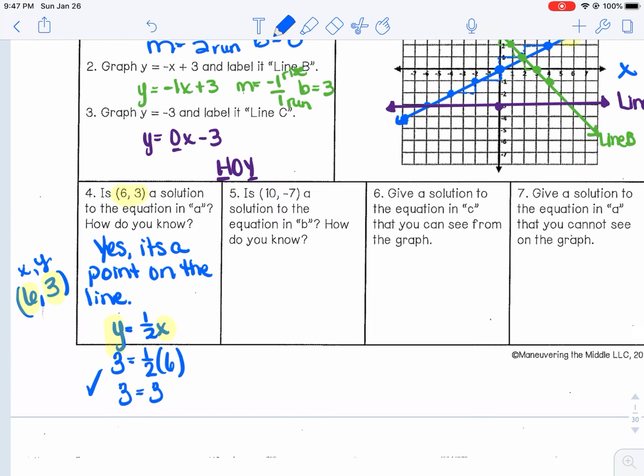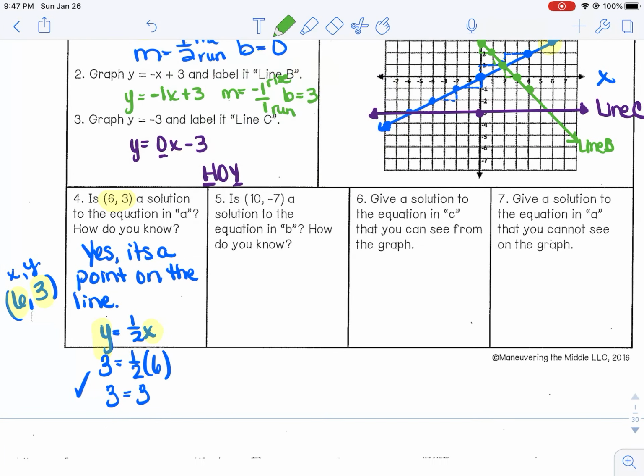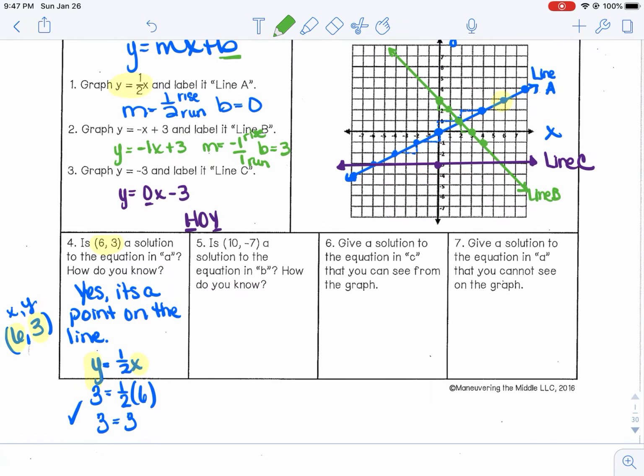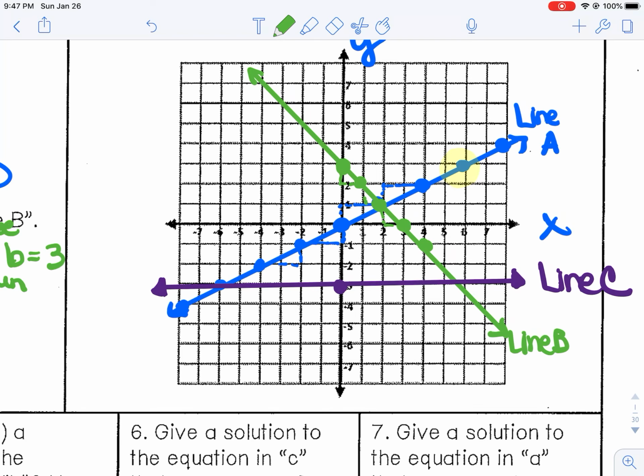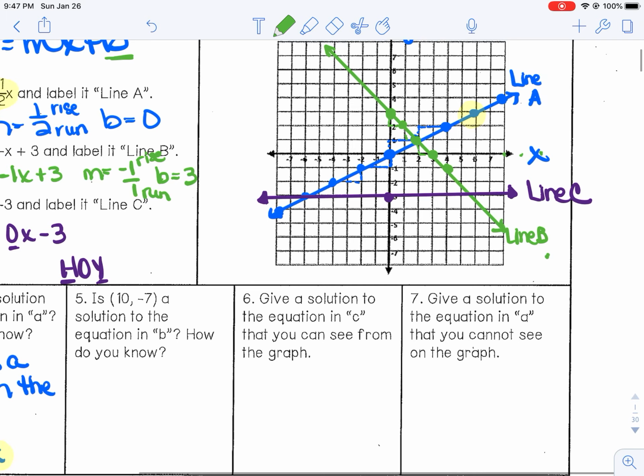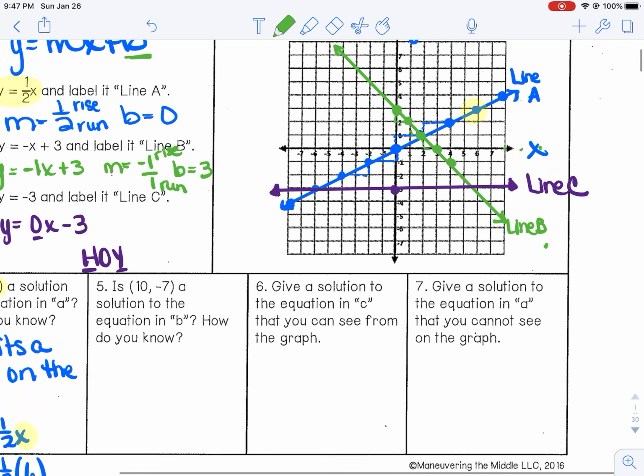Now let's look at line B. Change my color to green. It says, is (10, -7) a solution to the equation, how would you know? Well, if I look at my graph, I'm going to zoom in. I don't have 10 on there on the x value, so I can't tell if it's on there, but if this is 8, 9, 10 would be out here somewhere, and -7 would be down here somewhere. So it looks like it's possible for it to be on the line, but without having the graph going through that point, I'm not going to be sure unless I plug in these values.